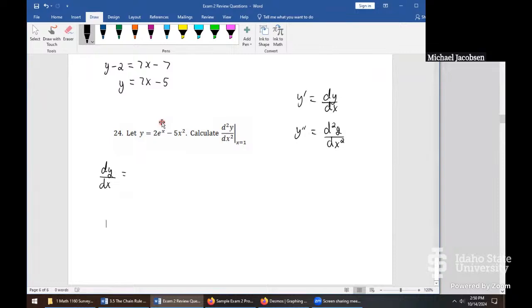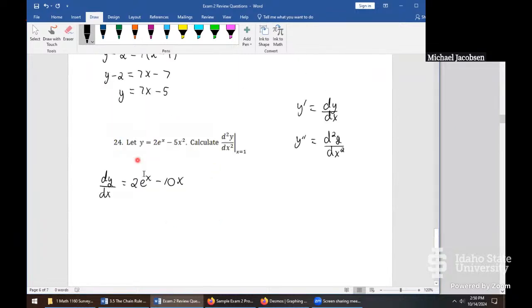the derivative of 2 e to the x. That's a constant multiplying an exponential function. So we just get 2 e to the x back, since the derivative of e to the x is itself. Over here, we do have a change. We use the power rule, positive 2 multiplied by negative 5, giving us negative 10x. So that's our step 1.